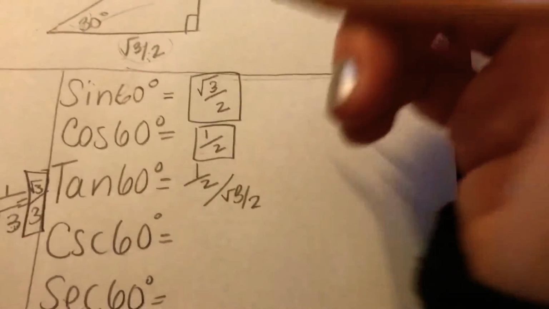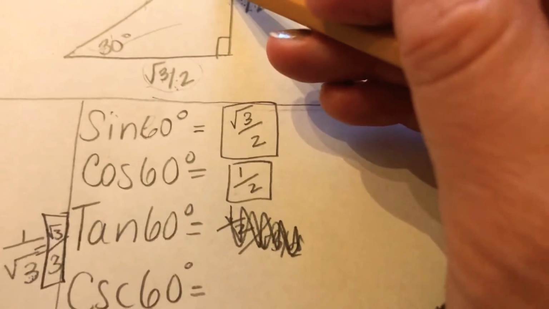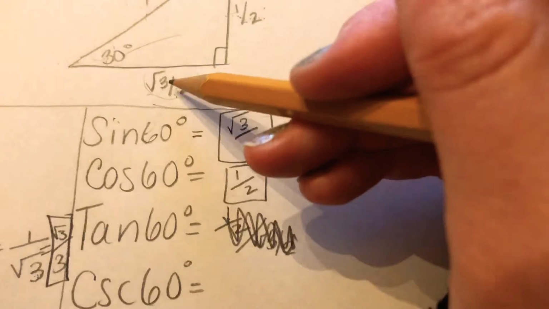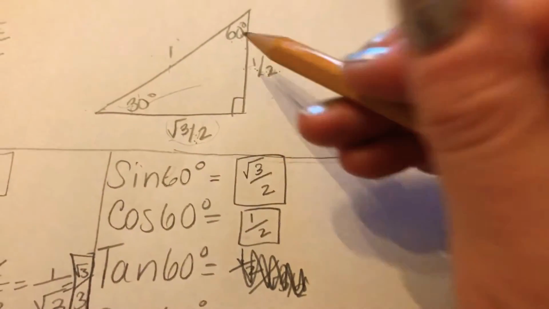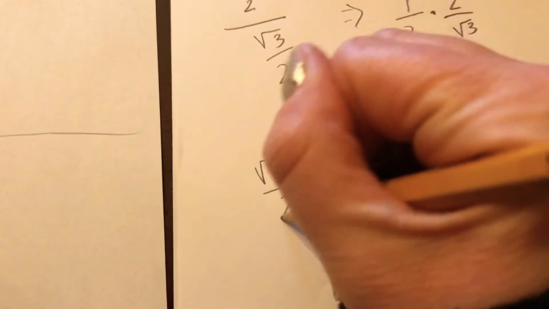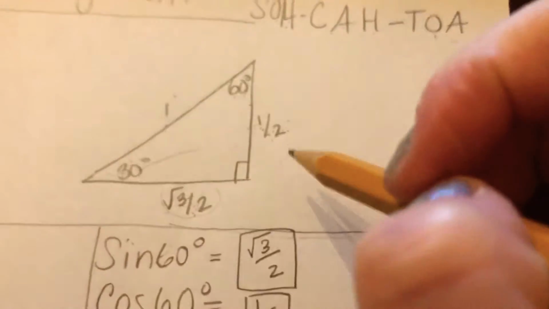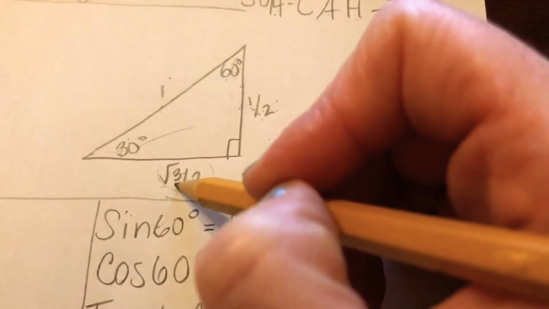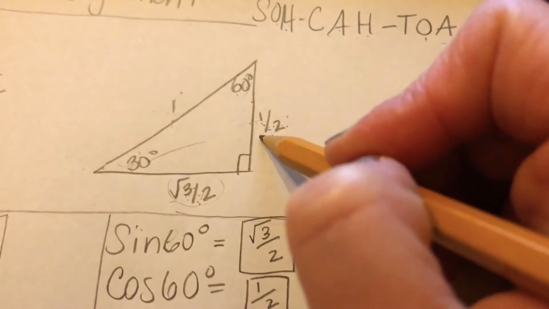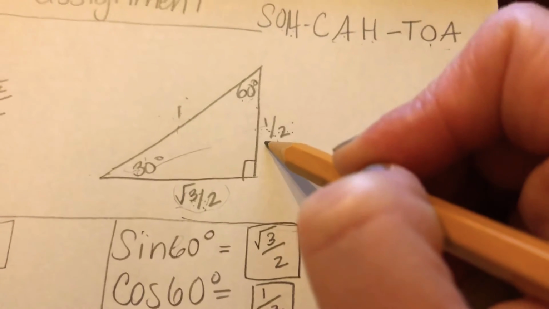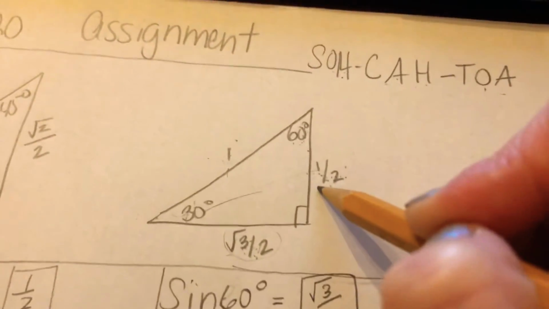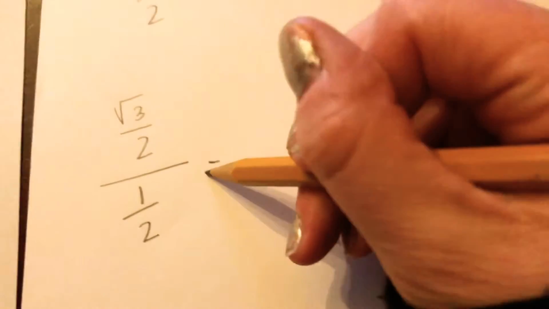Oh, I messed up. Sorry, guys. Scratch that. If you're standing on 60, your tangent is opposite over adjacent. So opposite is radical 3 over 2 over my adjacent, which is 1/2. Sorry if I confuse you guys. I'm not remaking the video. So opposite is radical 3 over 2. Adjacent is 1/2. So hopefully you were screaming at the video like, no, you're wrong. What are you talking about? All right. I did that on purpose.